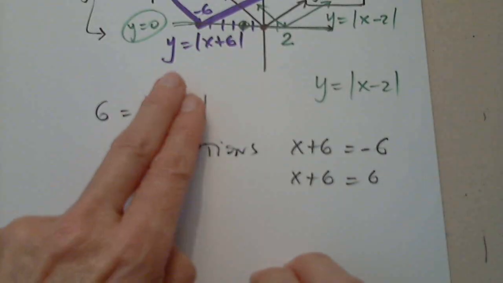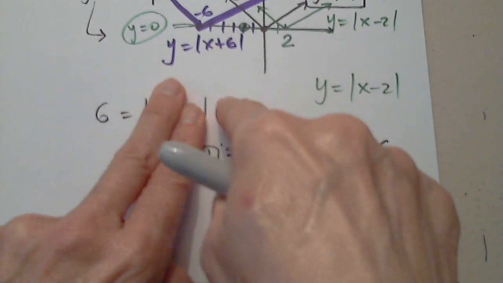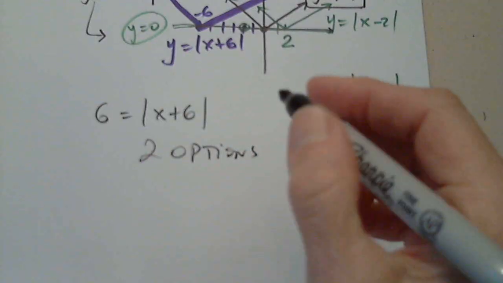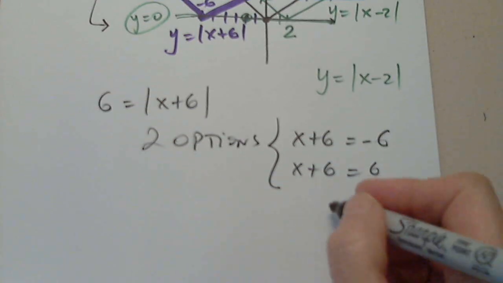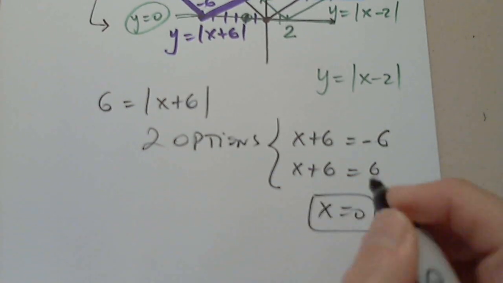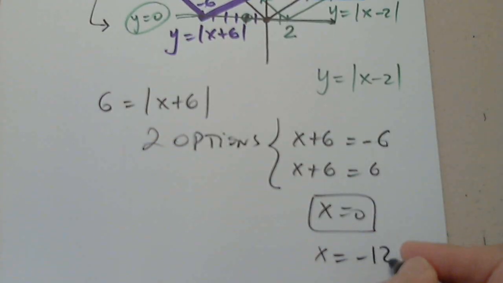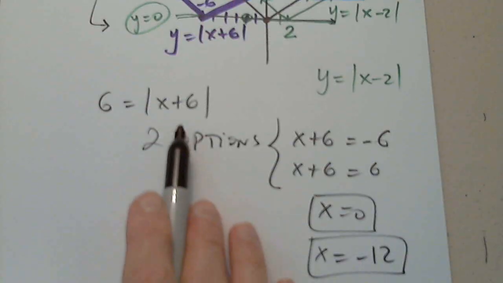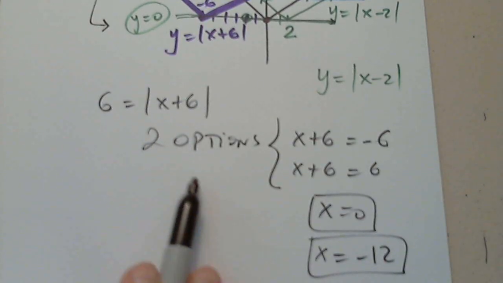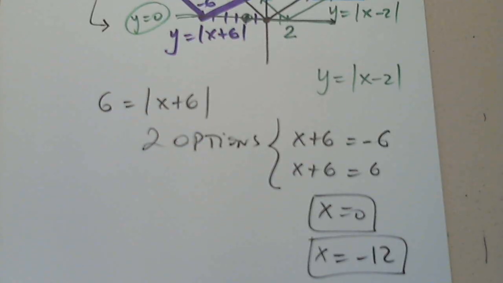How come? Negative 6 in absolute value is 6. 6 in absolute value is still 6. So we have to solve two equations. One of them is x equals 0. But the other one is x equals negative 12. Oh, when x is 0, y is 6. When x is negative 12, the absolute value of negative 6 is 6. Okay, that makes more sense.